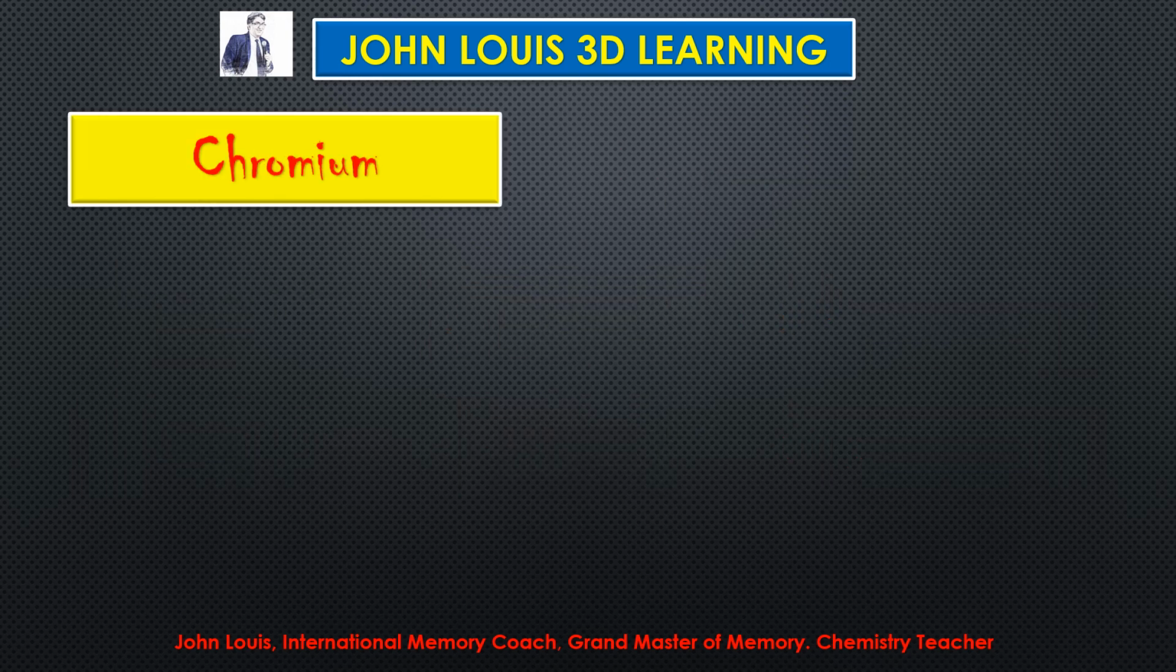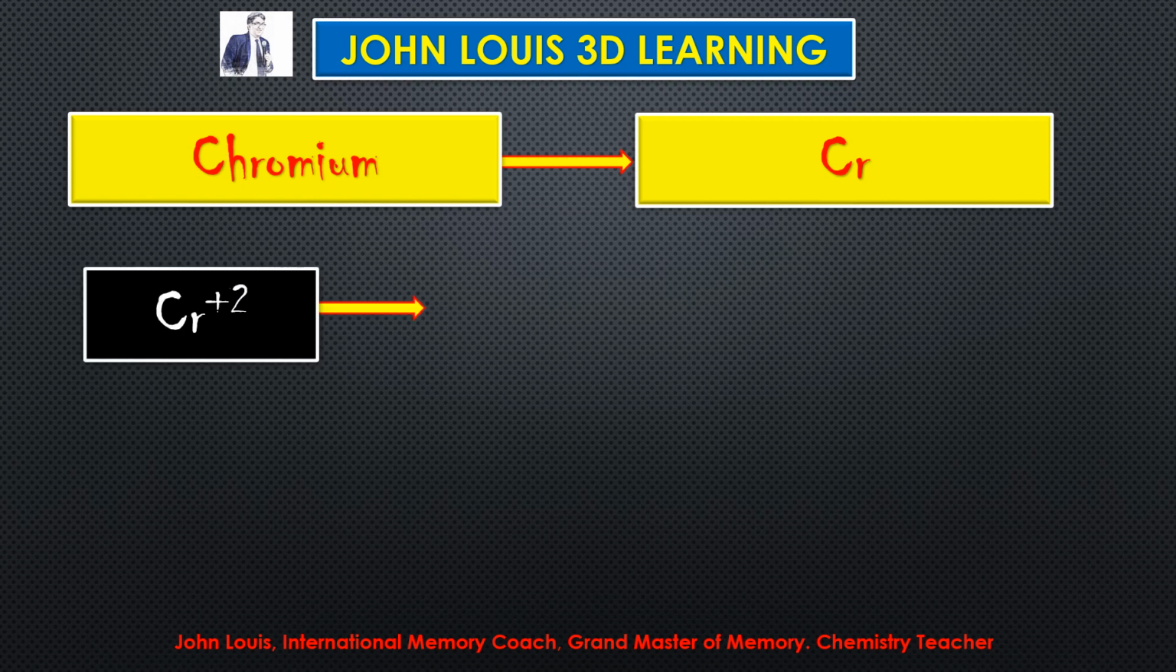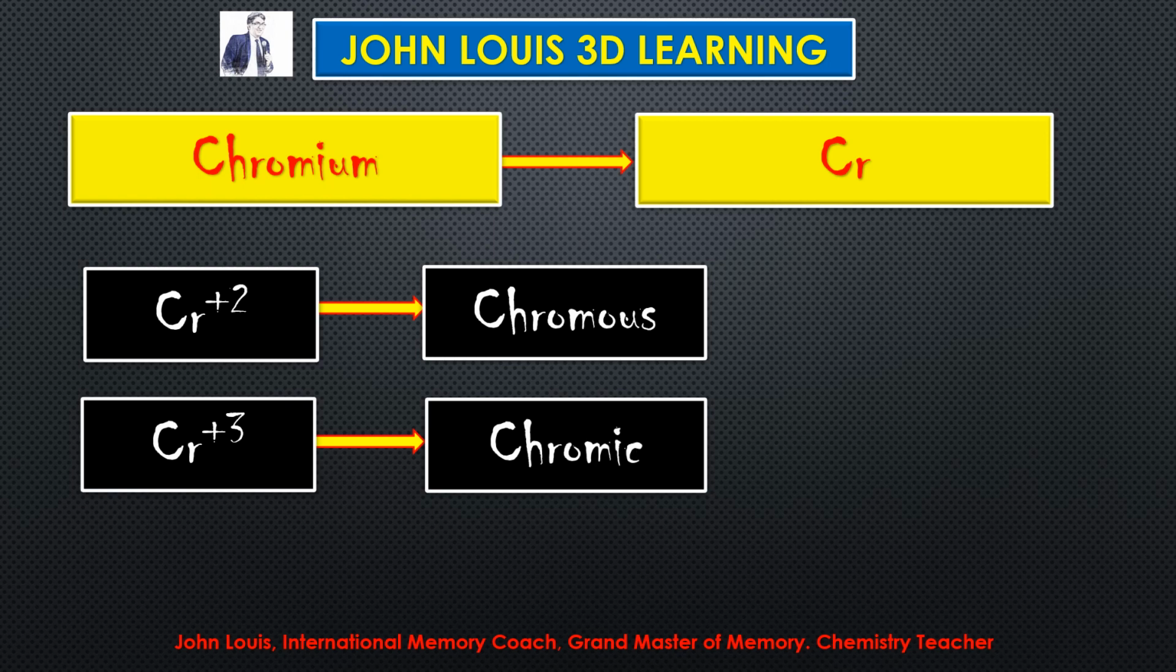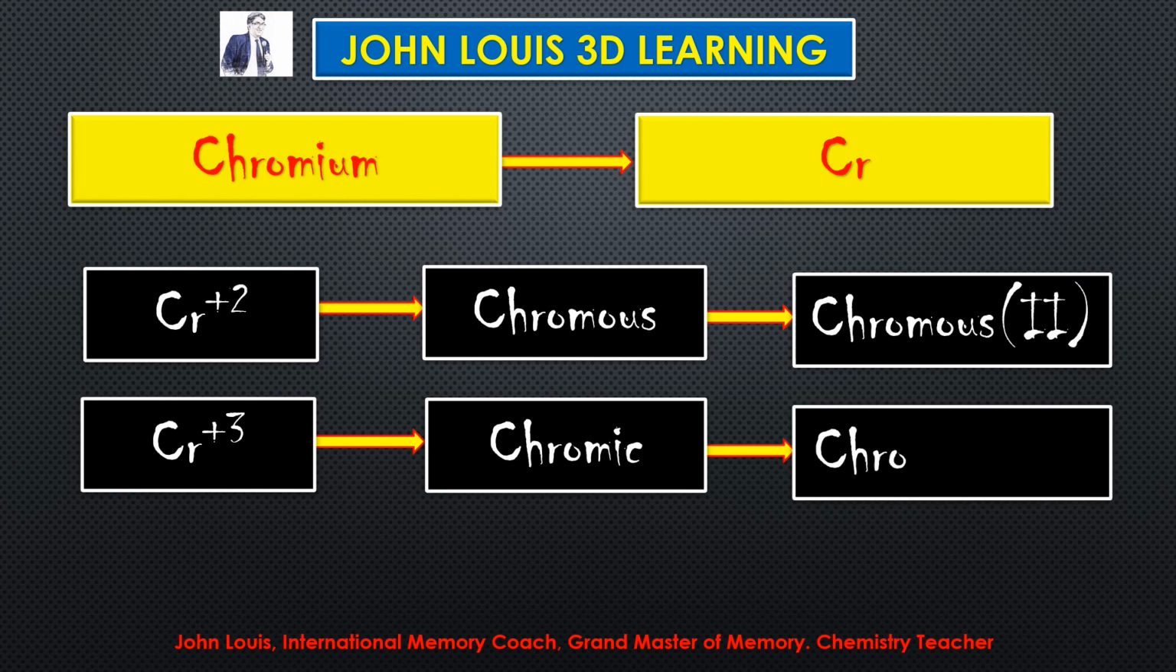So the next ion having variable valency is chromium, symbol is Cr. If the charge is plus 2, chromous. If the charge is plus 3, chromic. It is same as iron. Valency plus 2 and plus 3. So chromous will be denoted as what in the modern system? Chromium 2, and chromic will be denoted as chromium 3.